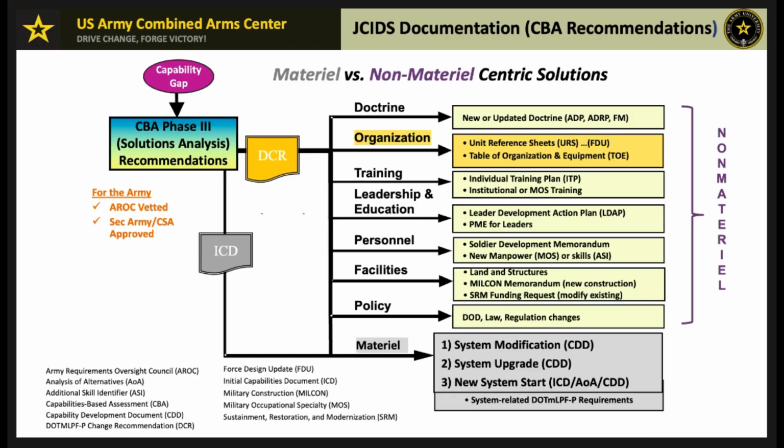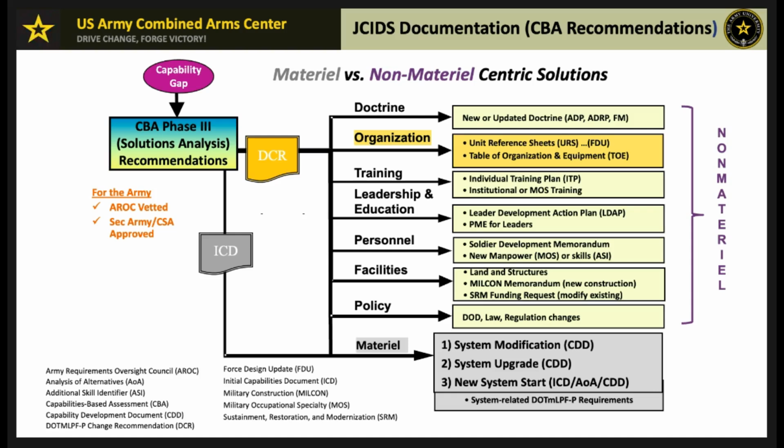In the JCIDS process, solutions to capability gaps can be either material or non-material. Each approach plays a crucial role in ensuring that the military can meet both immediate and long-term needs. Material solutions involve the development and deployment of new equipment or technology. These solutions typically require significant investment in research, development, and production.